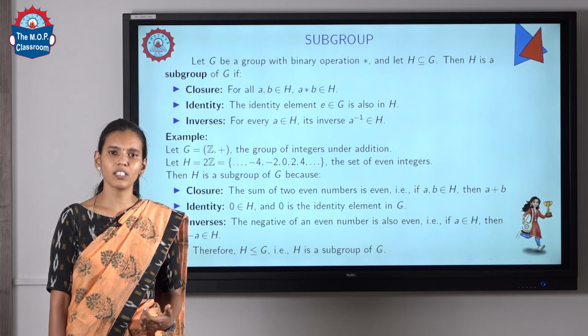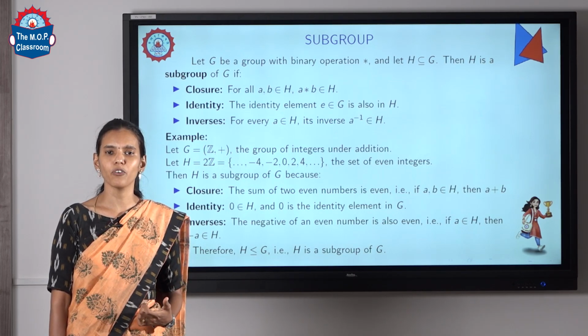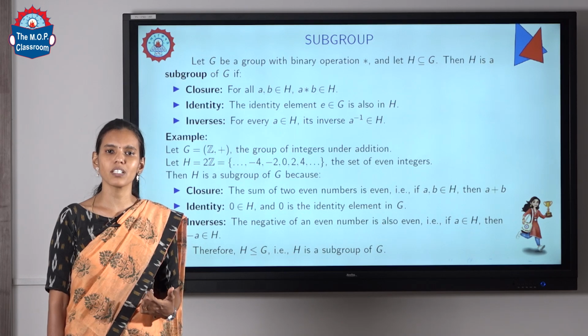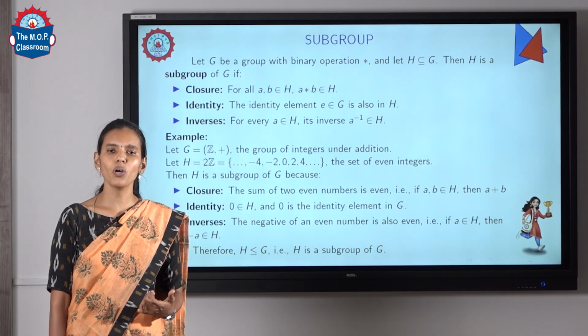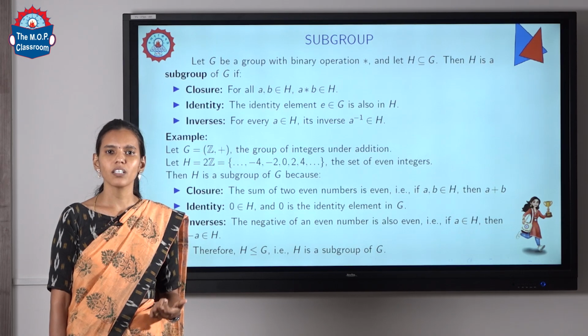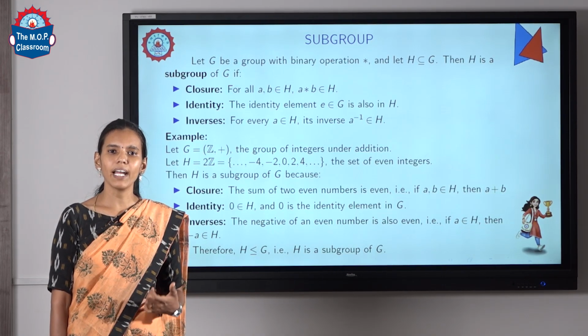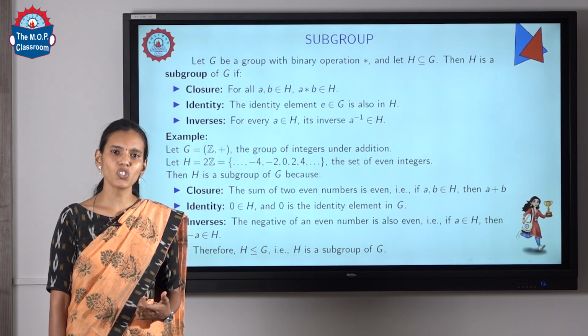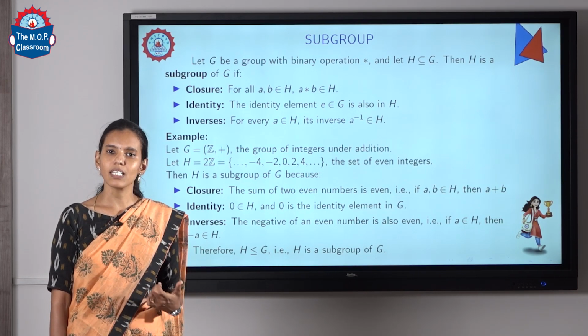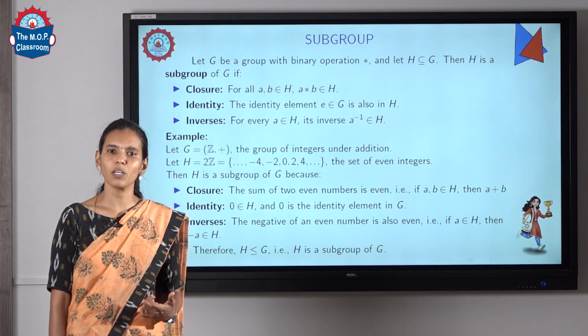In order to check the closure, we will take two elements. If it's 2 and 4, if I add 2 and 4, the resulting value is 6, which again is there in the subset. So it is closed under addition. The next one is identity element. Identity element under addition is generally going to be 0. We need to check if 0 belongs to this set. Yes, 0 belongs to the set of all even integers.